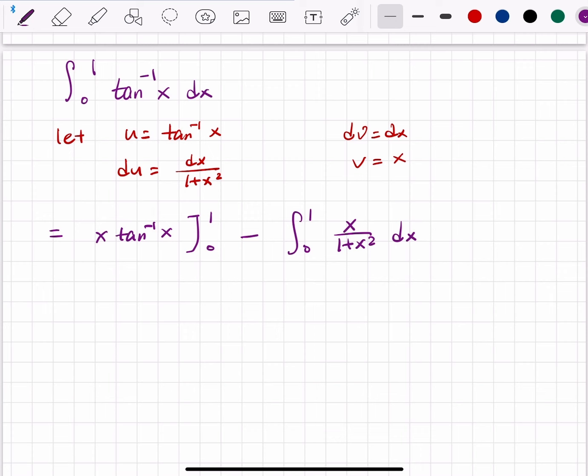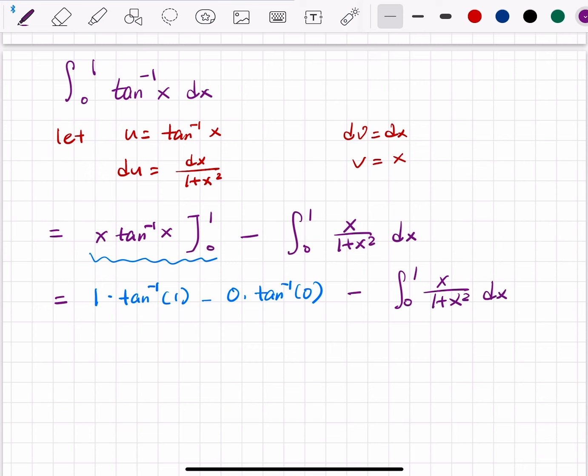Now to make it simpler, let's figure out what x tangent inverse of x evaluated from 0 to 1 is. That is going to be 1 times tangent inverse of 1 minus 0 times tangent inverse of 0. Tangent inverse of 1 is pi over 4. So this piece simply ends up with pi over 4.